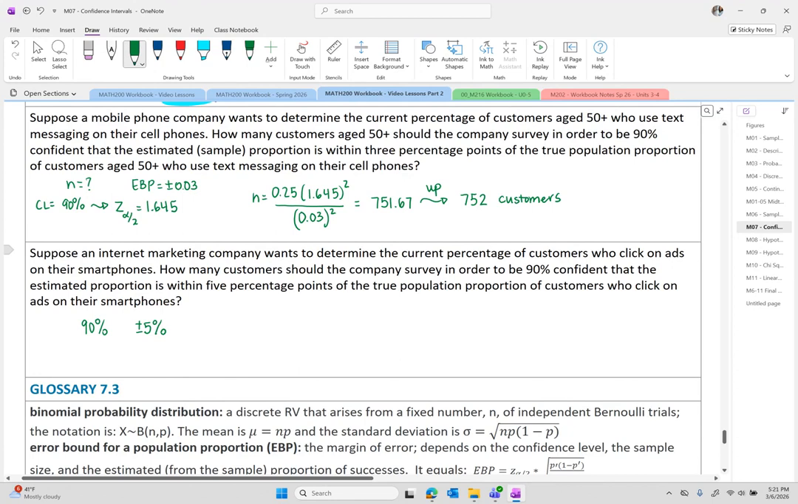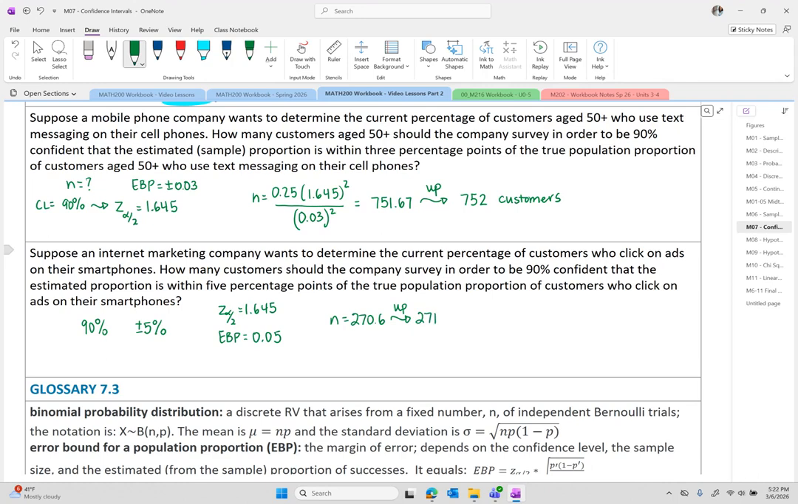If I use the formula, the z alpha halves will be 1.645. This is determined by the confidence level of 90%. The error bound for the proportion will be 0.05. Then I plug it into the formula, 0.25 times 1.645 squared divided by 0.05 squared. I will find it to be 270.6, and I will round up to 271.